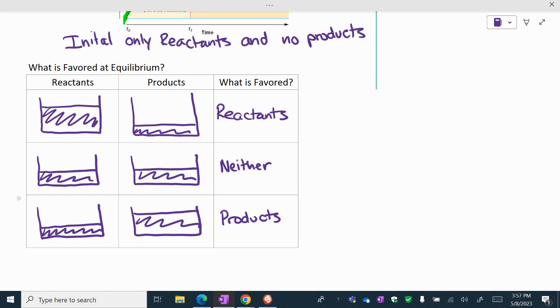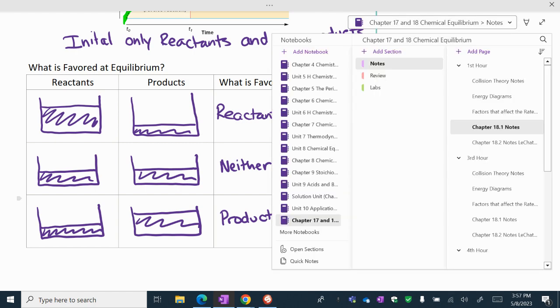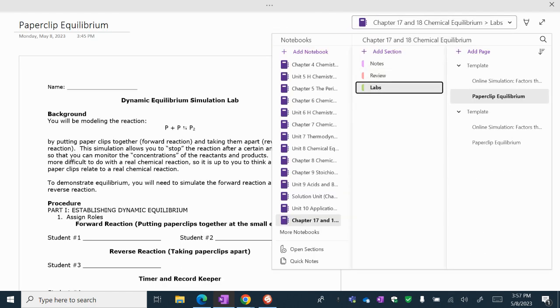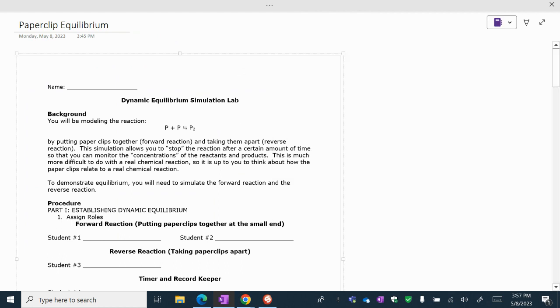And so what you're going to do is model this with a paperclip activity. Could you please pause the video and hand out the paperclip equilibrium lab. After that's handed out, turn the video back on.